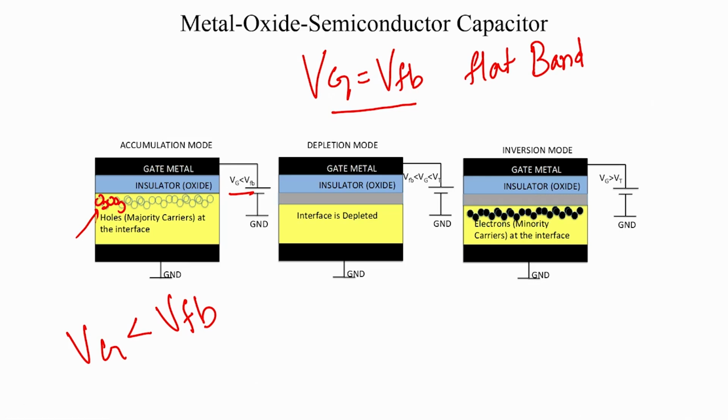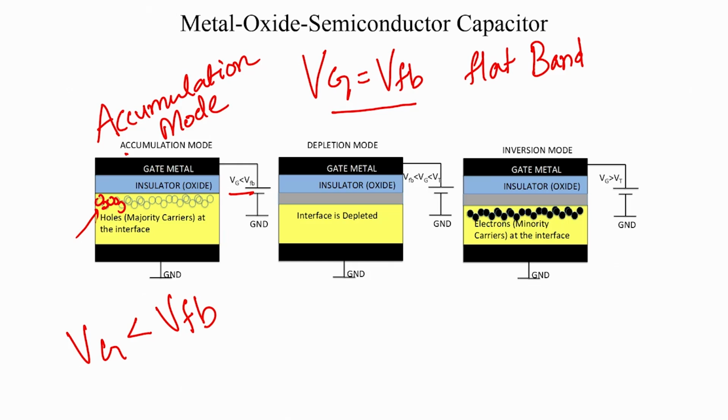and this mode of operation is called an accumulation mode of operation. So, it is again a technical term. When we say that the MOS capacitor is in accumulation mode operation, it means that the gate voltage is such that the majority carriers of the semiconductor are at the interface.